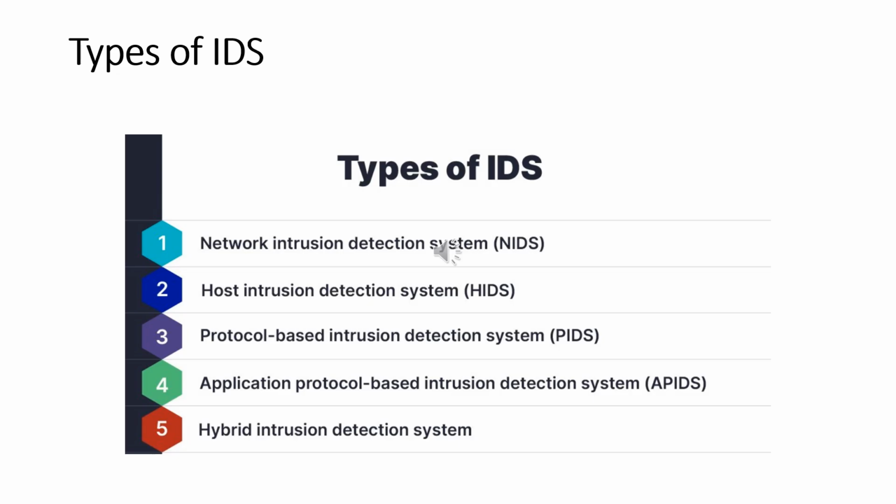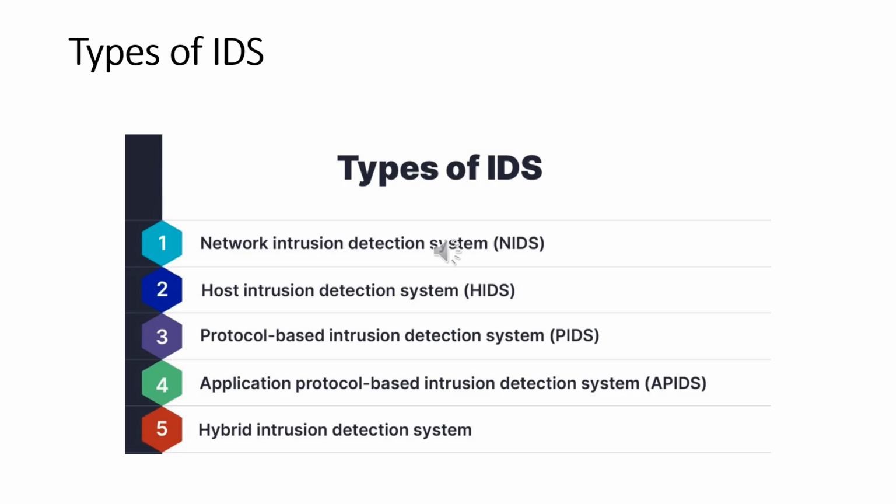PIDS, Protocol Based Intrusion Detection System. This system focuses on specific communication protocols like HTTP, TCP. It checks if the way data is being sent or received is suspicious. For example, it's like checking if someone is speaking in the right way.